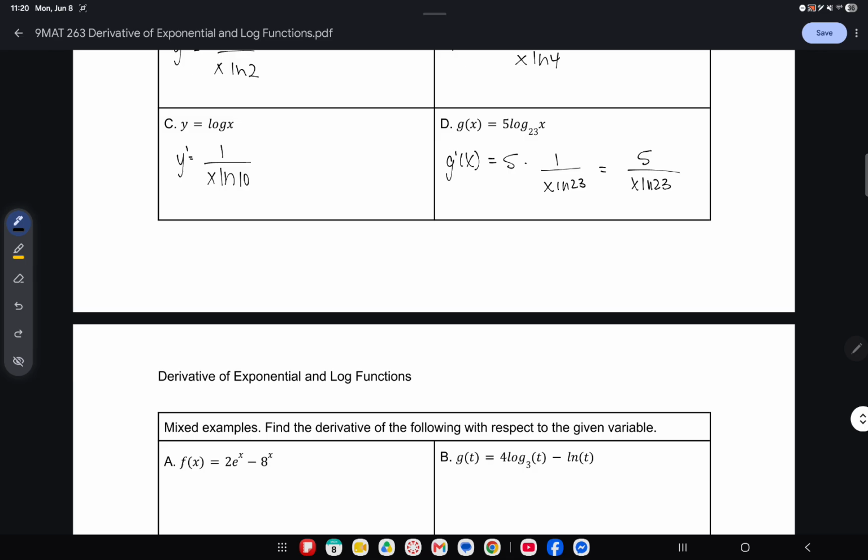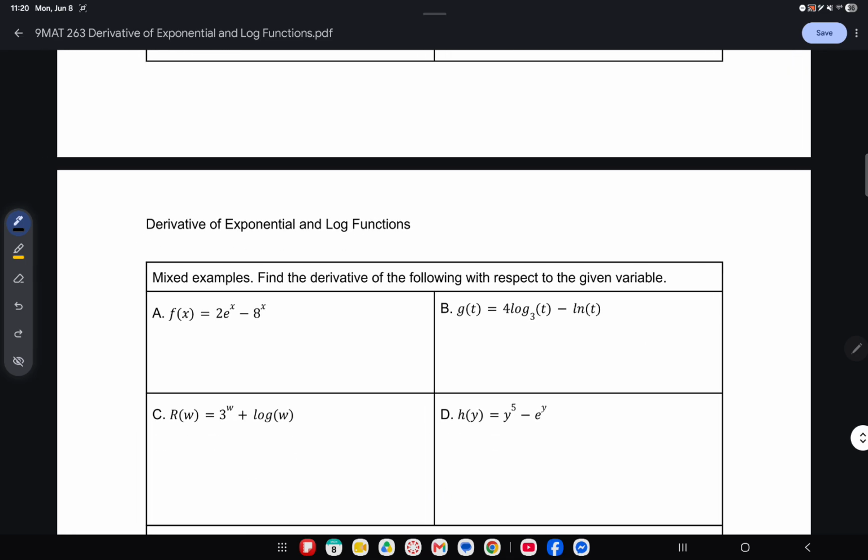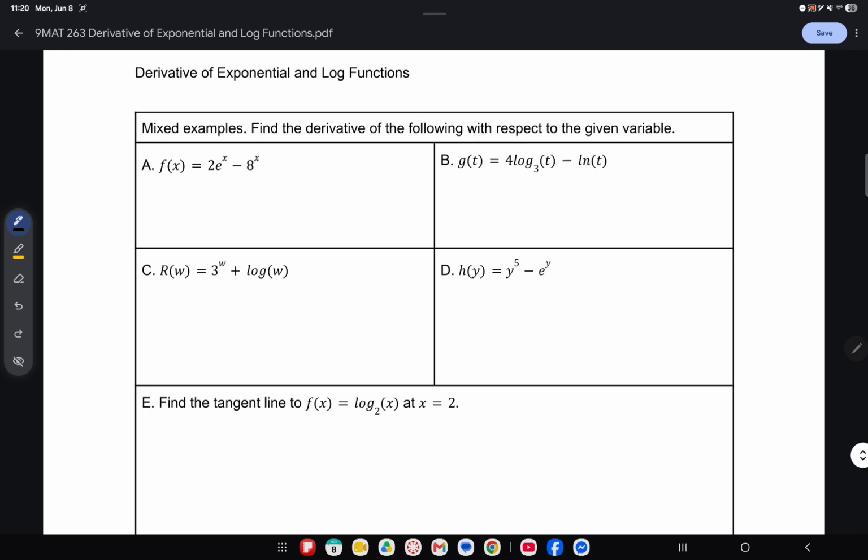All right? Now let's do just a whole bunch of mixed ones. So we're just finding the derivative with respect to the variable given. So that's 2e to the x minus natural log of 8 times 8 to the x.